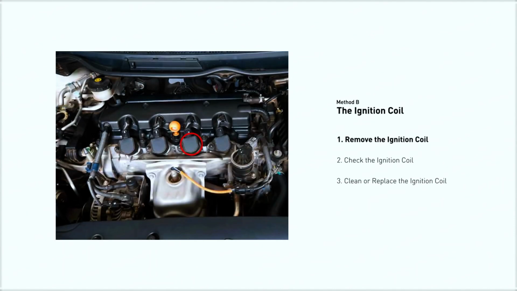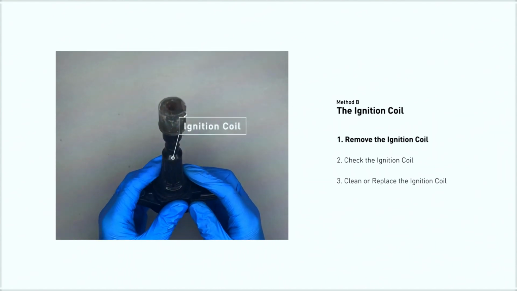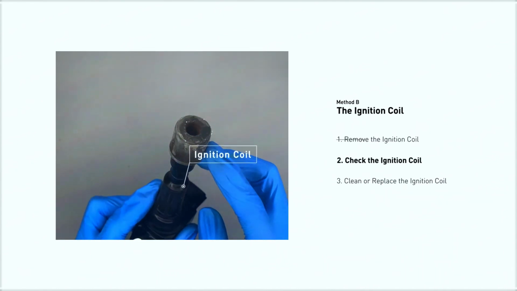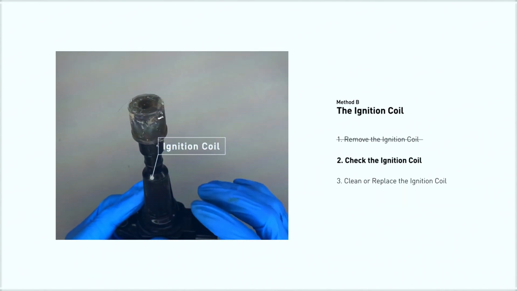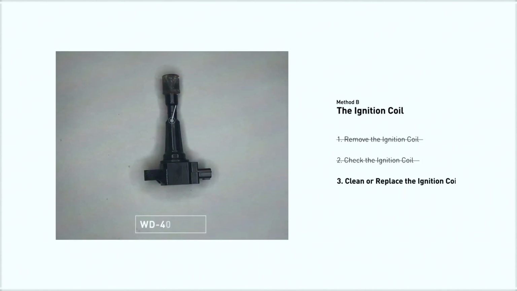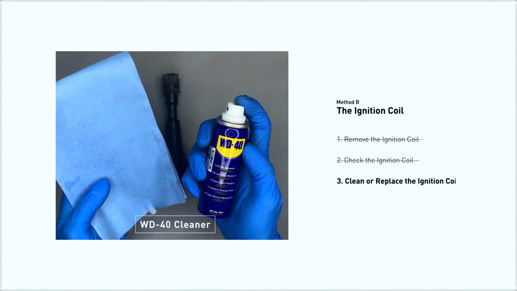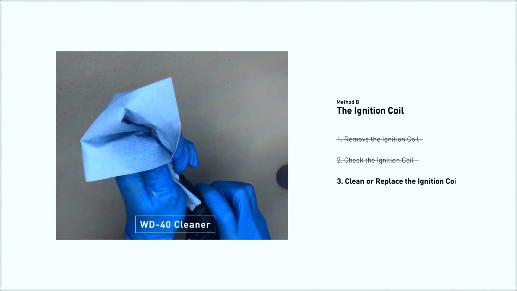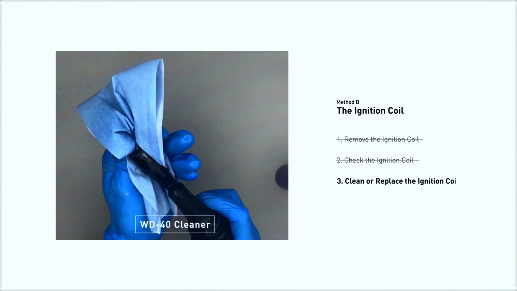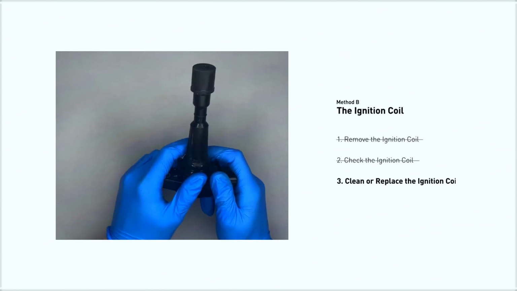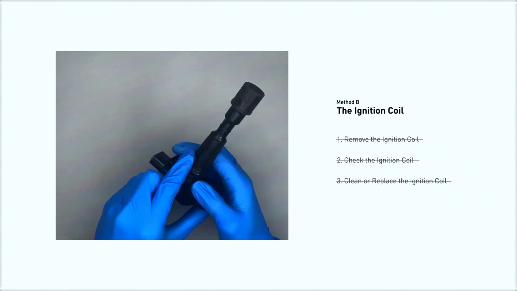Method B, the ignition coil. Ignition coils are usually installed directly at the cylinder head, above the spark plug. First, carefully remove the ignition coil from the engine. Check to see if the ignition coil is either stained or damaged. If the ignition coil is covered with engine oil or stains, simply clean it with a WD-40 cleaner. Otherwise, replace the damaged ignition coil with a new one.